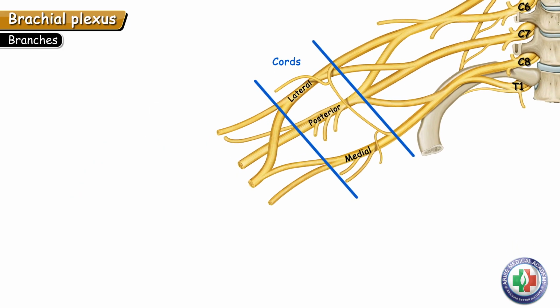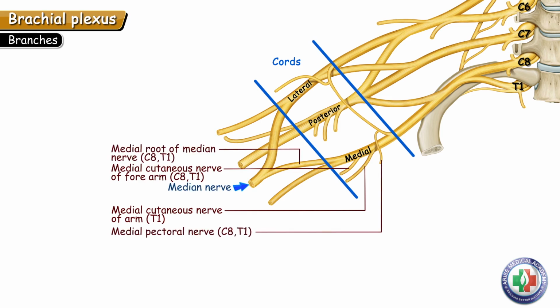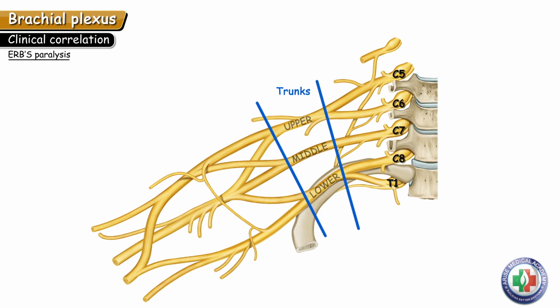The branches from the medial cord of brachial plexus are medial cutaneous nerve of arm, medial cutaneous nerve of forearm, medial pectoral nerve, medial root of median nerve, and ulnar nerve. We can remember this as M for U: medial cutaneous nerve of arm, medial cutaneous nerve of forearm, medial pectoral nerve, medial root of median nerve, and ulnar nerve.